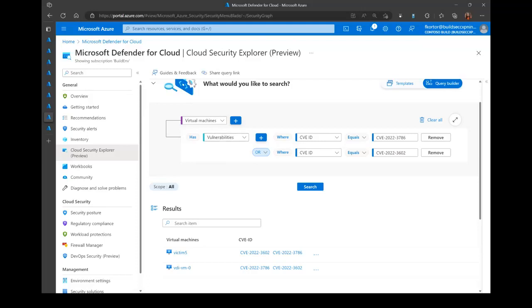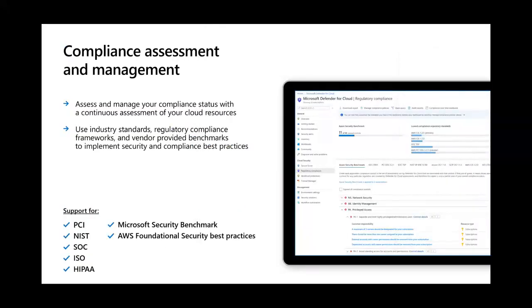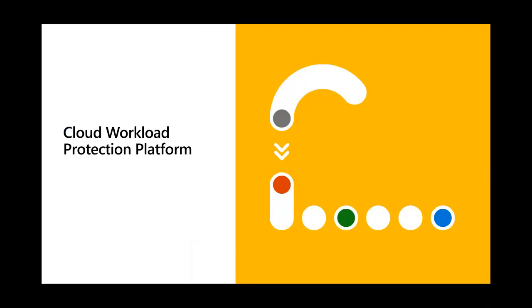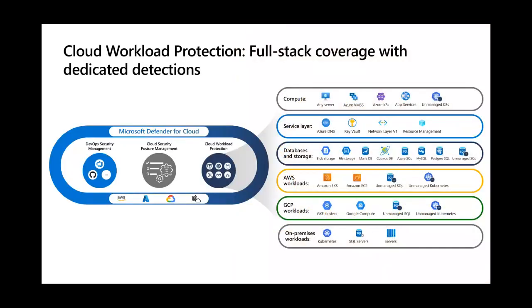And when we go back here to our discussion on CNAPP, the next thing that we'll be looking at is the Cloud Workload Protection Platform. So this is looking at being able to identify any unique workload security requirements and help protect your workloads against threats. And when we think about how Defender for Cloud monitors cloud workload protection, we actually have a full stack coverage with dedicated detections across these different resource types here.